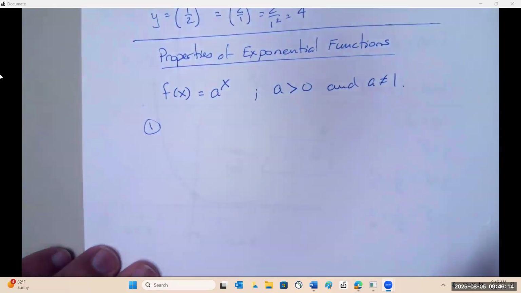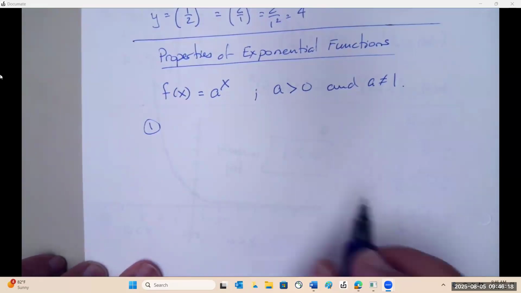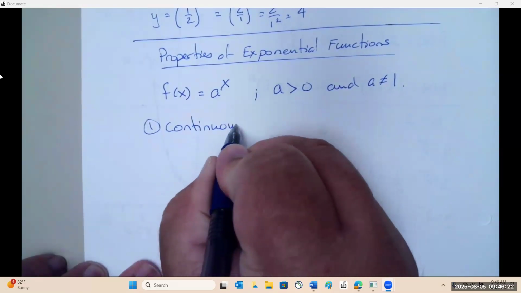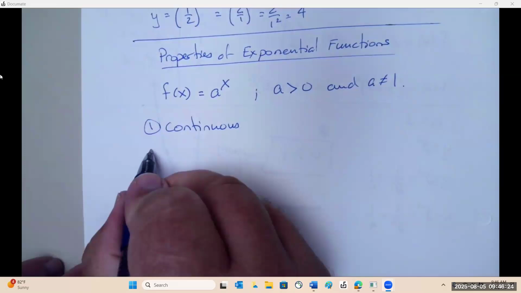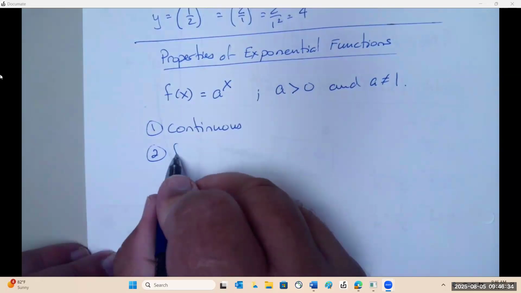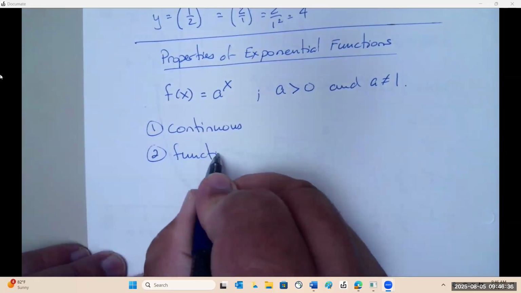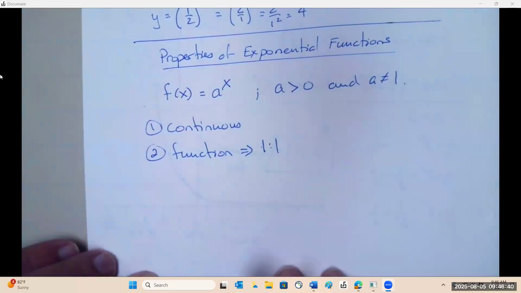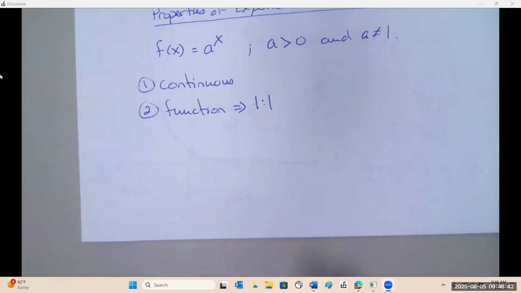Is it a continuous function? Are there any breaks anywhere? It's continuous. Is it 1-to-1? Is it a function? Yes. It's 1-to-1. So every 1 x equals 1 y.